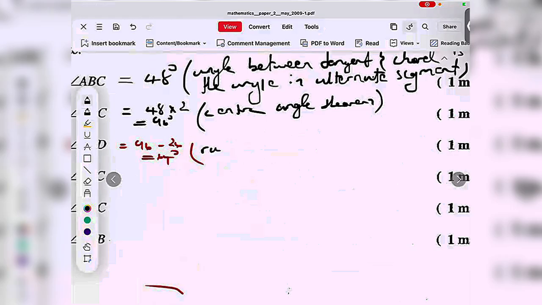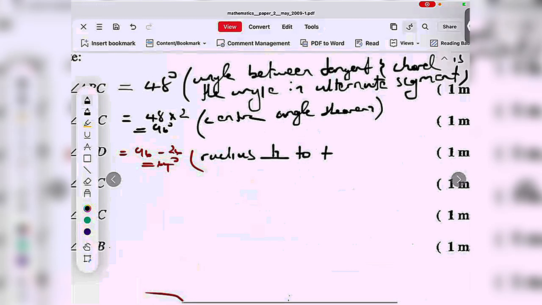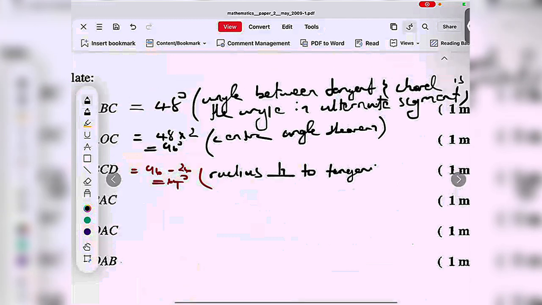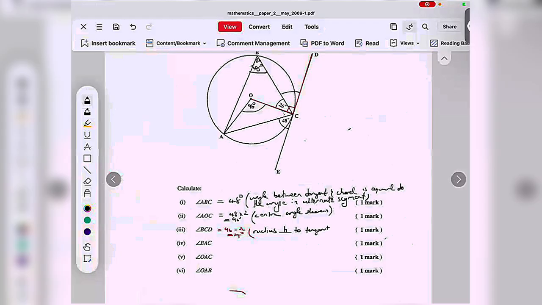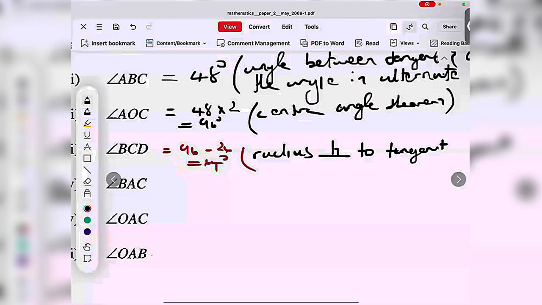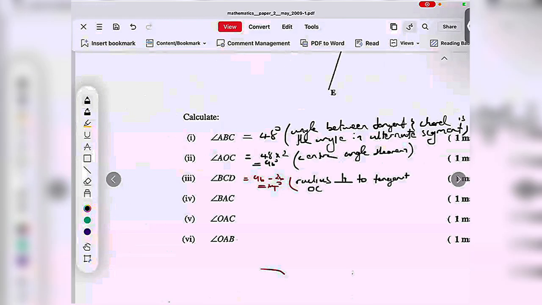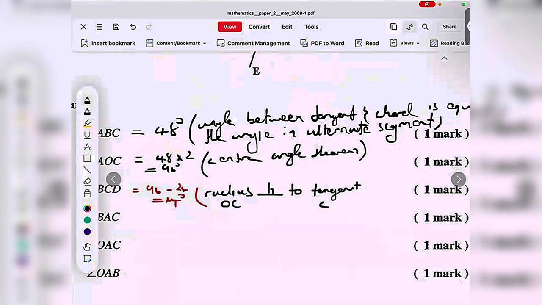So the real rule will be: radius is perpendicular to tangent. You can write the word if you want, but that word is too big for me to write out. And if you want to be very specific, you can say radius OC is perpendicular to tangent CD. That's it.